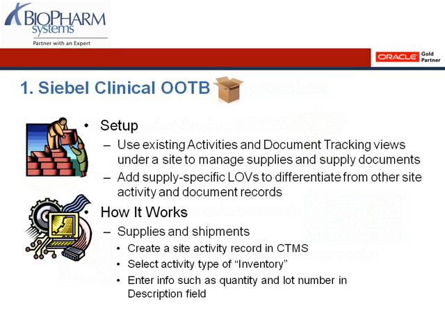So how it works, basically going into your site activities, creating a new site activity record, again, through changing some of the LOVs or list of values for activity type. We can add an inventory activity type and select that, and then we just basically use the existing fields to add quantity and lot number in description or comments fields that are available.